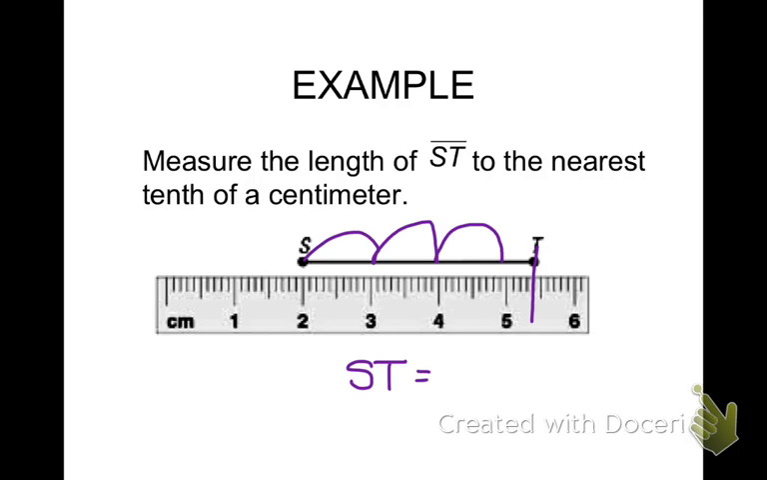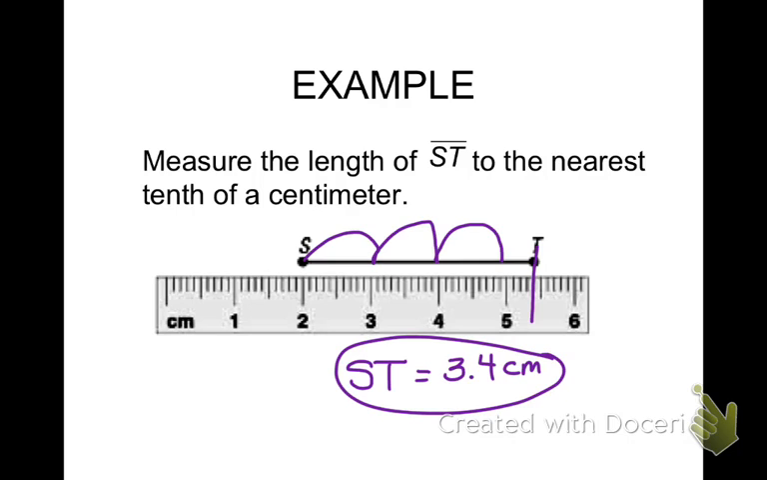ST is equal to 3.4 centimeters. So what I'm saying is the length of line segment ST. That's what this whole thing is in words. If I had to write this symbol in words, I would say the length of line segment ST is equal to 3.4 centimeters.